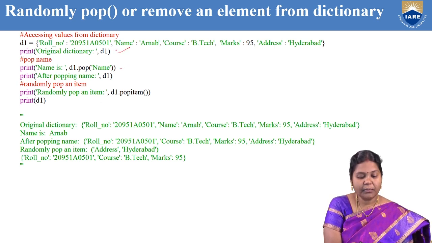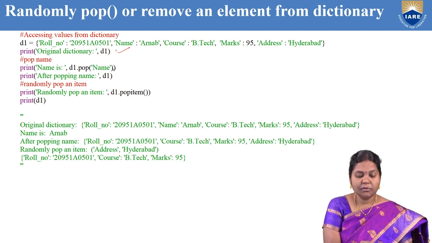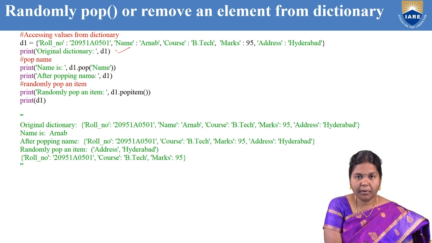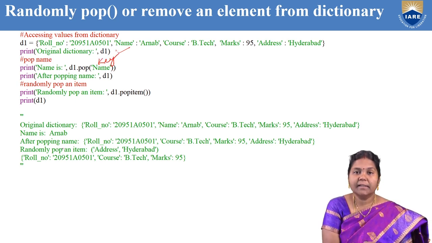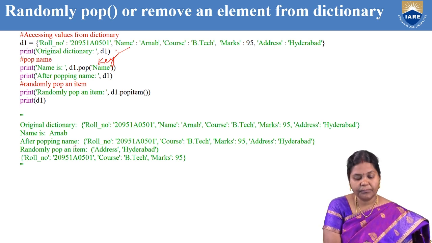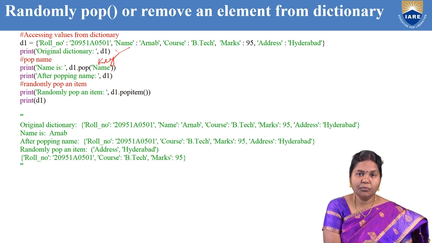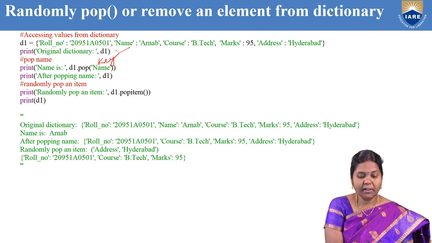Now, let us pop one of the key value pairs. You can use the built-in method pop. You can write D1.pop and provide the key over here. When you provide the key, it will give you its associated value. If you want to pop a particular key value pair, just provide the key and it will retrieve the value for that particular key. So, D1.pop of name, you will get its associated value as Arnav.